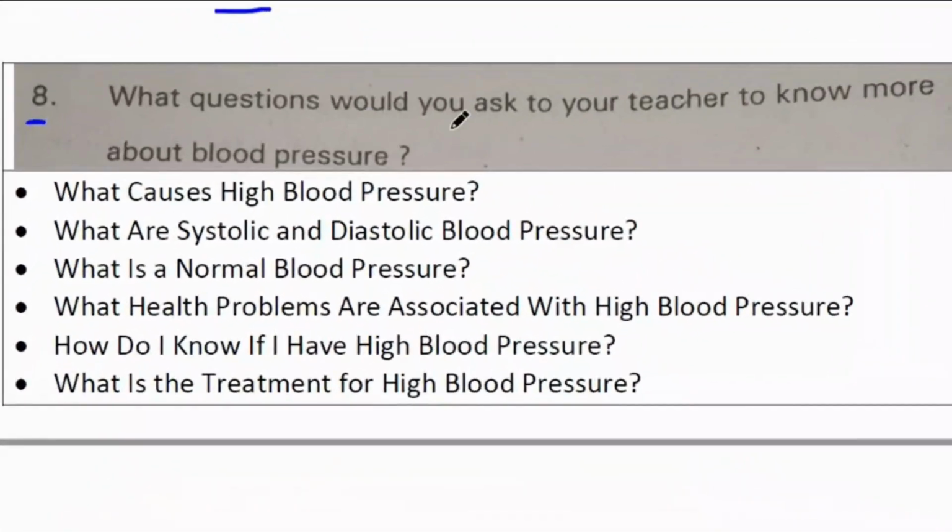Eighth question. What questions would you ask your teacher to know more about blood pressure? So students can ask these questions to the teacher. What causes blood pressure? What are systolic and diastolic blood pressure? What is normal blood pressure? What is the difference between low blood pressure and high blood pressure? What health problems are associated with high blood pressure?